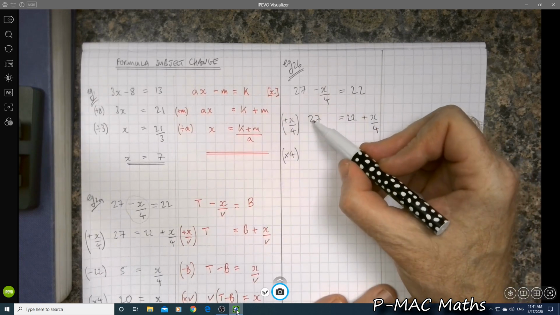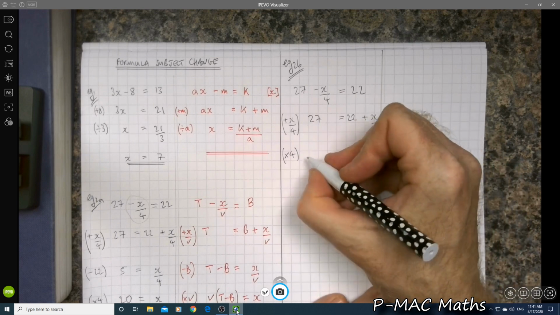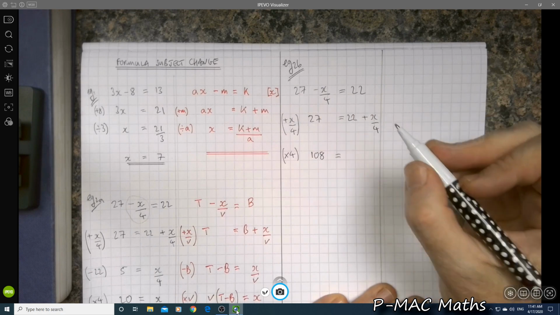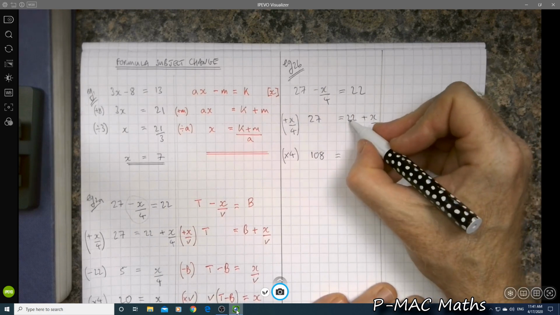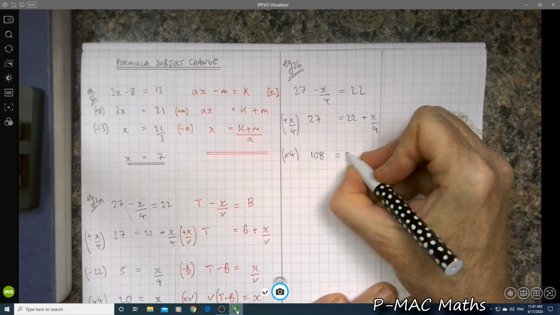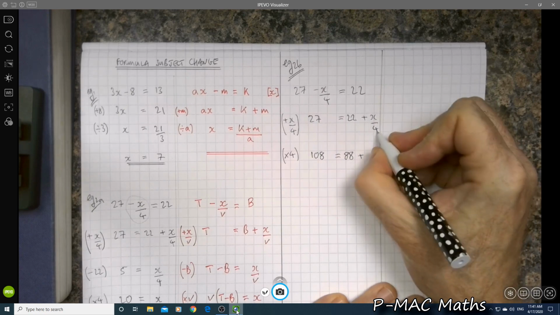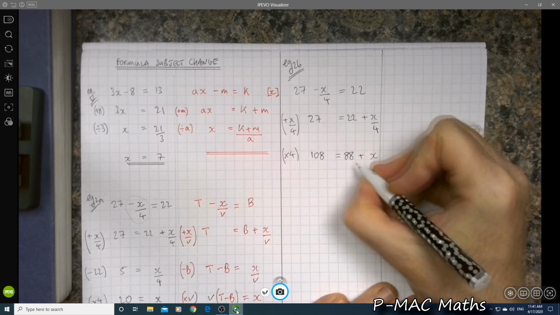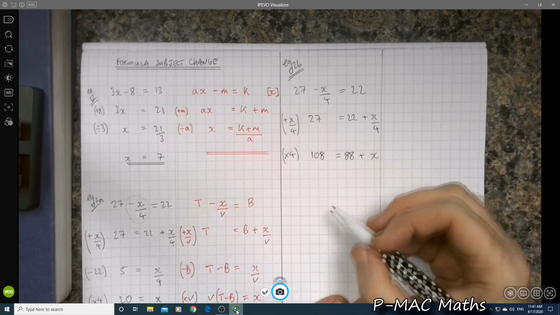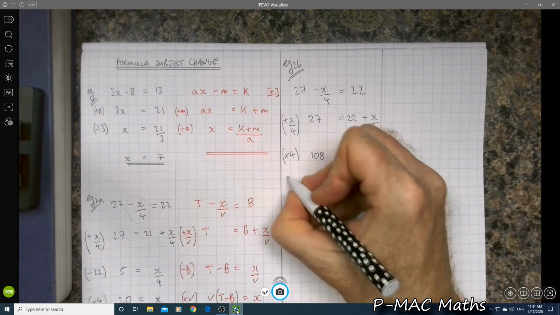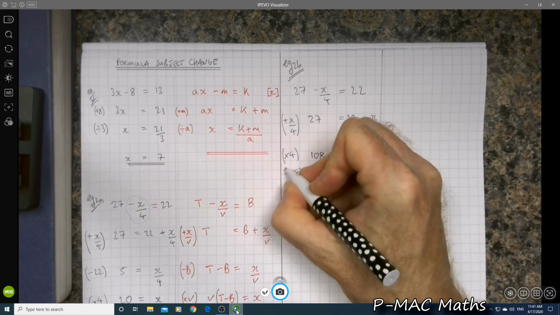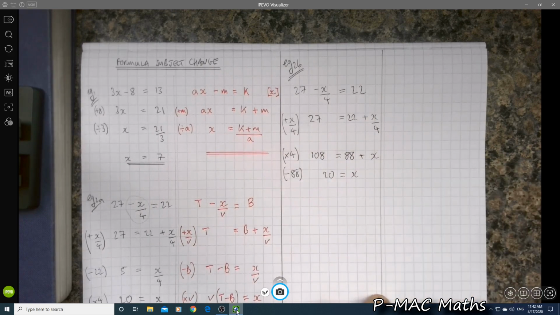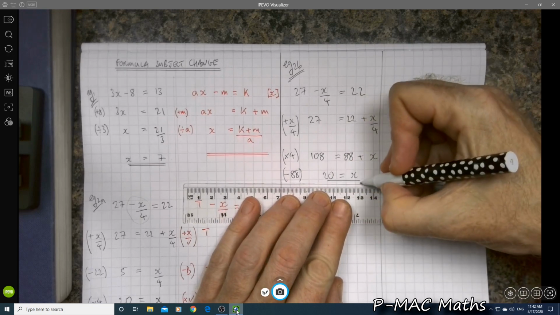So 27 times by 4 is 108, if my maths is right. And 22 times by 4 is 88. And then x over 4 times by 4, well, the whole point of multiplying by 4 is to make this term a whole value of x. And then this is now quite simple to finish off. I can take away 88 from both sides. And x is 20. No surprises there. I'd have been a bit worried if I got a different answer.